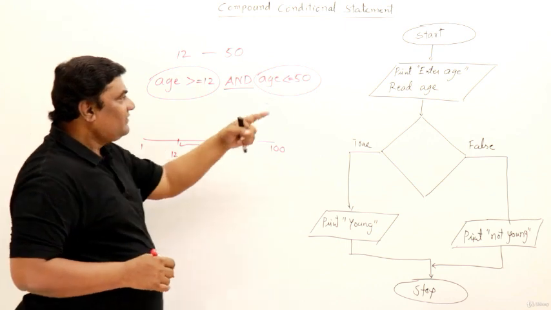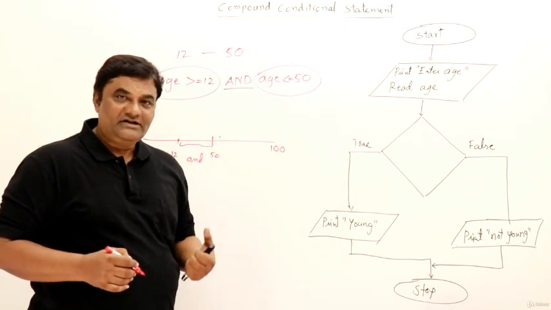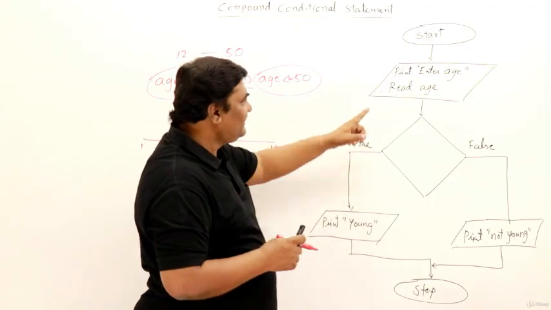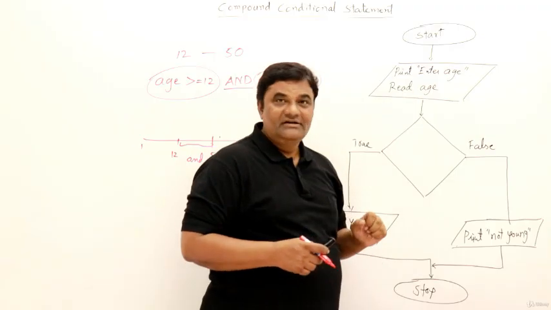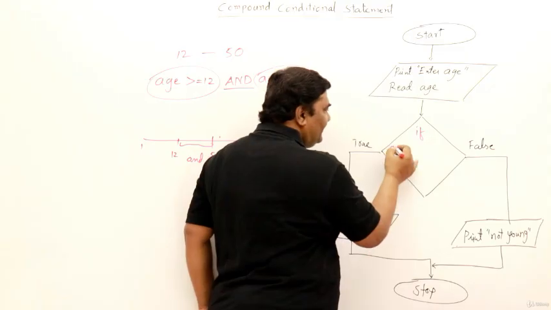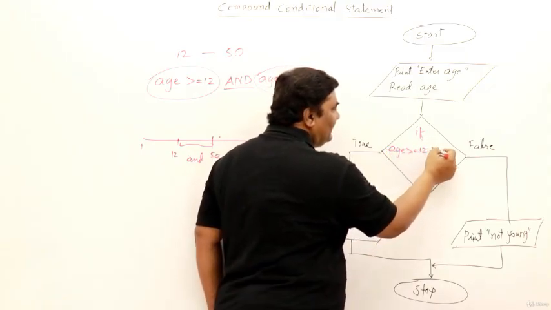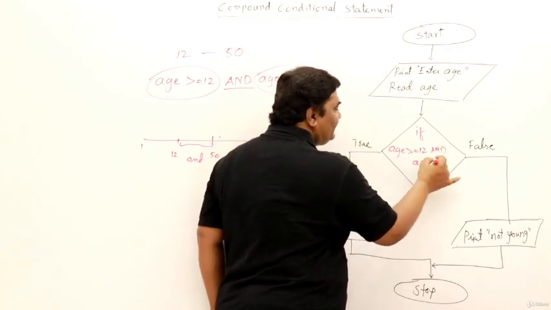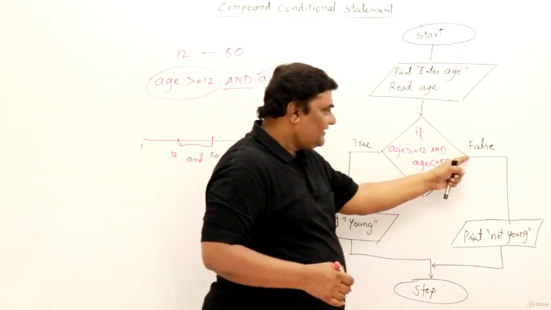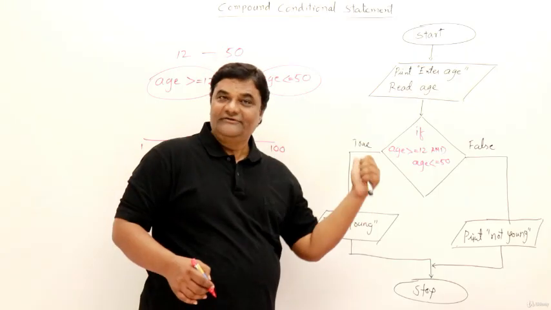Right? So here I already have a flow chart. Let us write a program. For that, first let us look at the flow chart. As a program, I should take input from you. The input here is age. So here, input box, enter age and read age. Then I should check what the age is. So here I will write the condition: if age is greater than or equal to 12 and age is less than or equal to 50. If this is true, print young, otherwise false, then print not young and stop. So this is the flow chart.